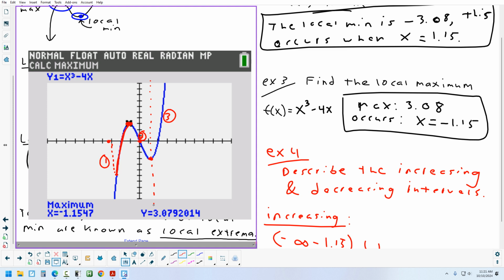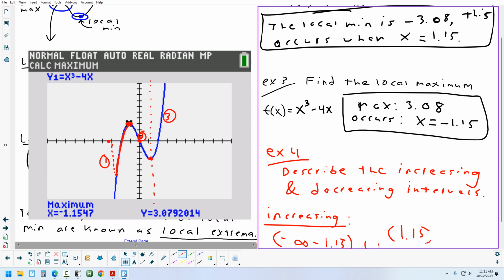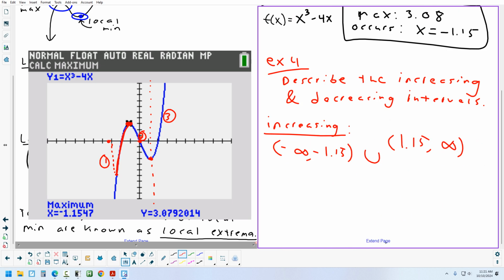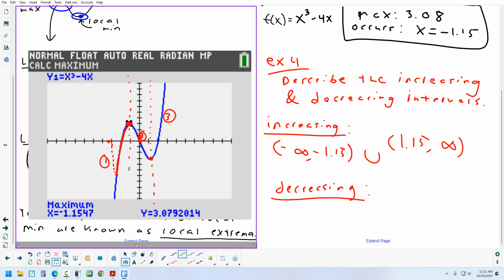Okay. So 1.15. And what's the highest x value you could plug in and make sure you're to the right of that dotted line? Yep, infinity. So those are the two intervals where this graph is increasing. Now I want to write down where it's decreasing. So what x values could you plug in so that you are now between the two dotted lines? You have to stay in section 2. From what to what?